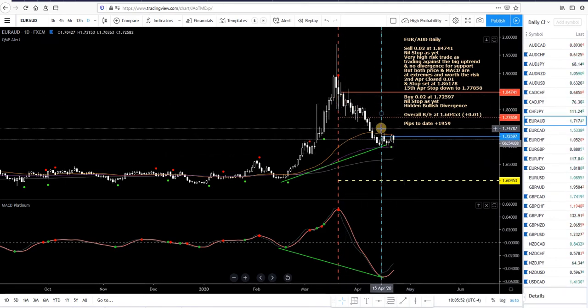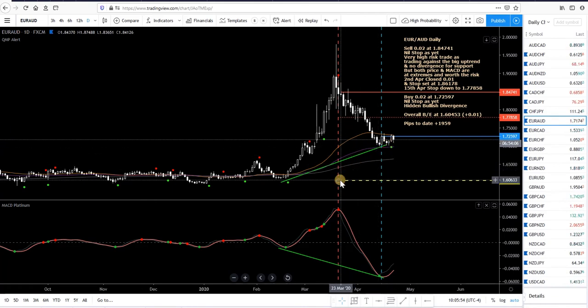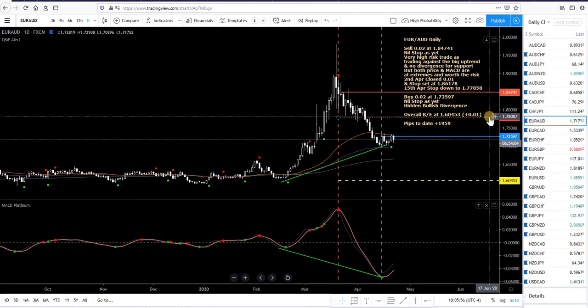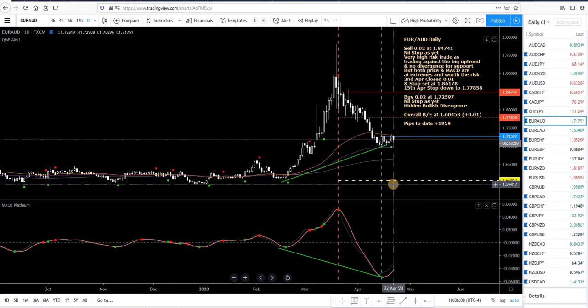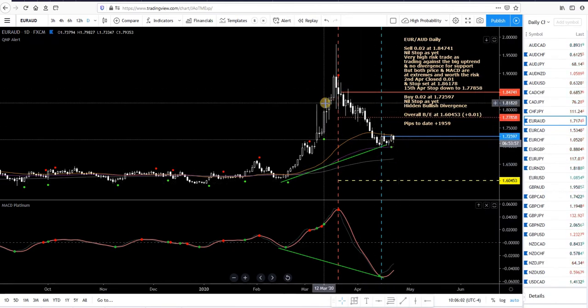So I'm going to sell up here, buy here. Again, this is my overall break even down here. I'm positive plus 0.01. So as long as price remains above this yellow line, I can close both trades out and remain in profit.